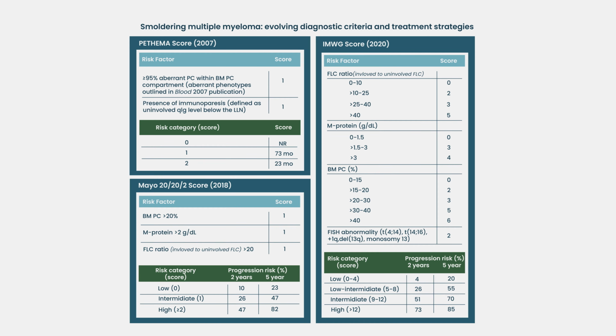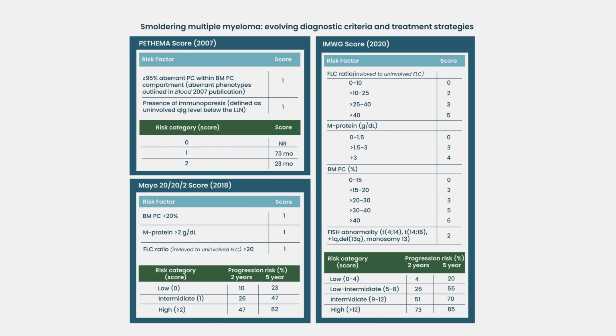Risk factors in the older Pethema model include the presence of immunoparesis and the percentage of plasma cells with an aberrant immunophenotype. However, the requirement for multiparameter flow cytometry makes the Pethema model difficult to implement clinically. Although the Pethema and Mayo Clinic 2018 models are used in clinical trials and practice, the classification of high-risk smoldering multiple myeloma is significantly discordant between the models.